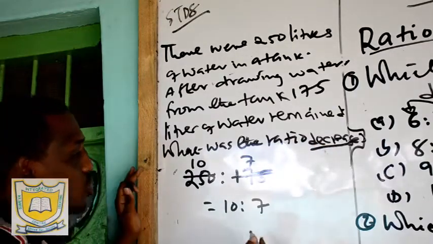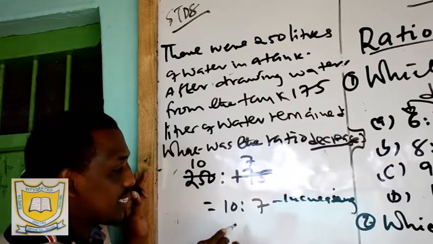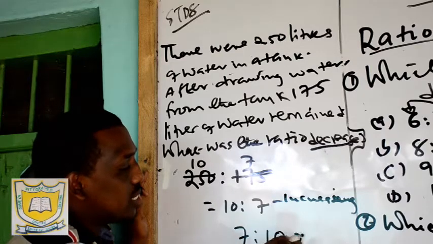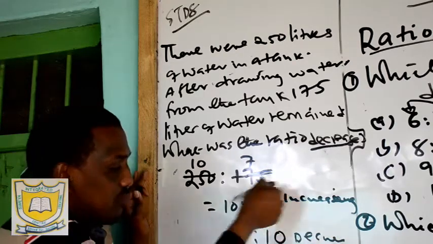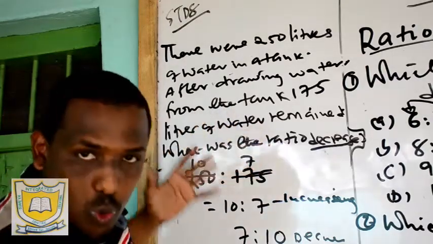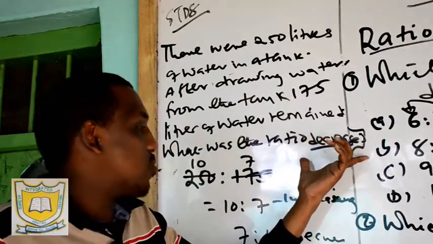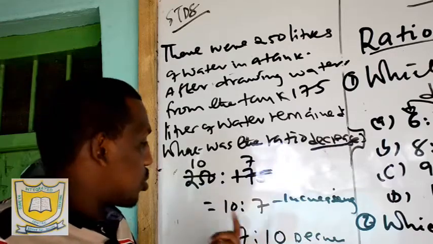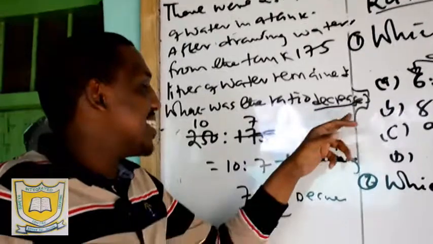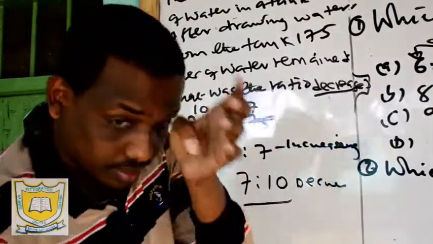But the question, once you are told, make it decrease, decreasing ratio. Since this one is increasing ratio and the question is asking decreasing, let us make it decrease now. So it was 10, it became 7. That's how we solve. So what they are testing is this. When you get your answer, after doing this, you reread the question and check your answer. So it was 10 to 7. This is an increasing ratio, but what they're asking is the decreasing. So make it decrease.